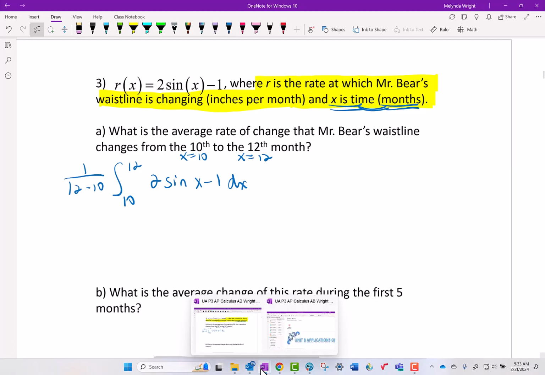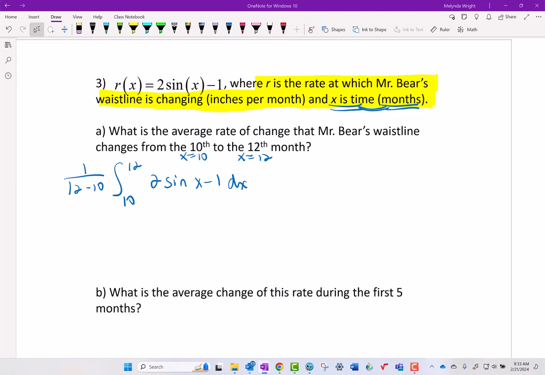Okay, we're going to go to our calculator. Maybe I could just try to pull this up on my other one, so I don't have to ask it all the time. Okay, there we go. I got it up here. So let's go to our calculator.